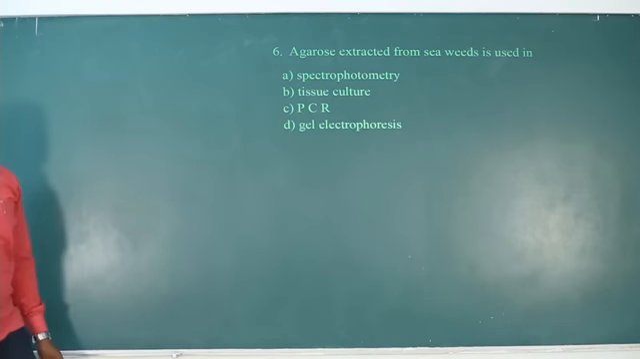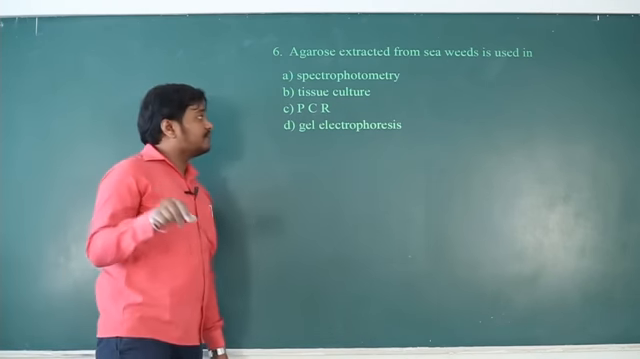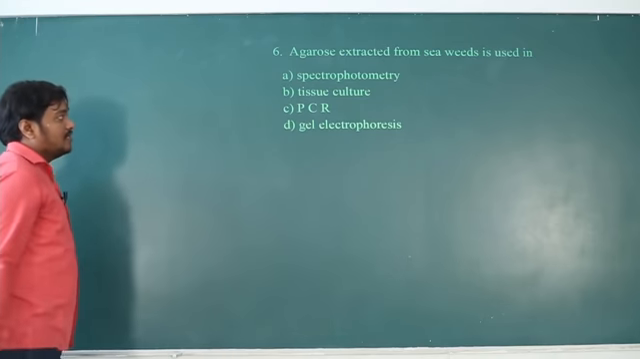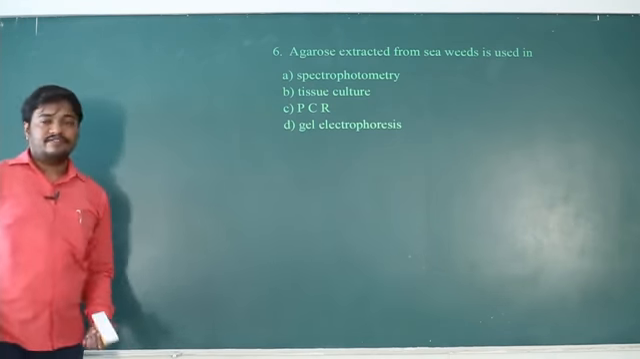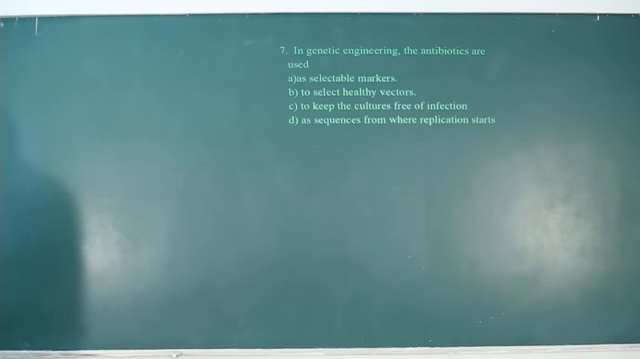So tissue culture is a technique by which we can produce thousands of plants in a lab in a short span of time by using an explant. PCR is used to multiply DNA fragments. Okay, so that's it. Let's move on to the next question.